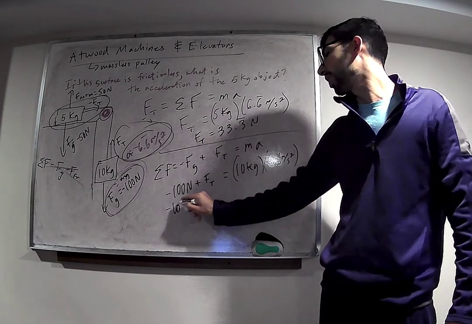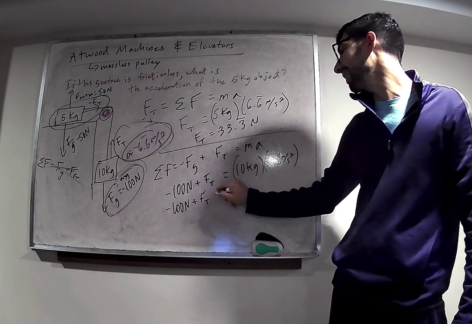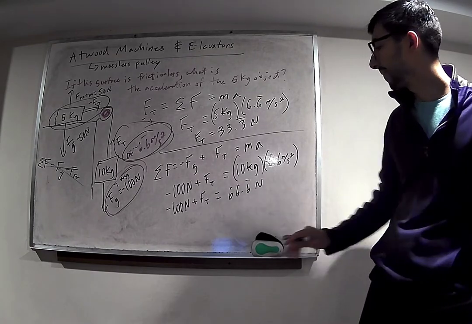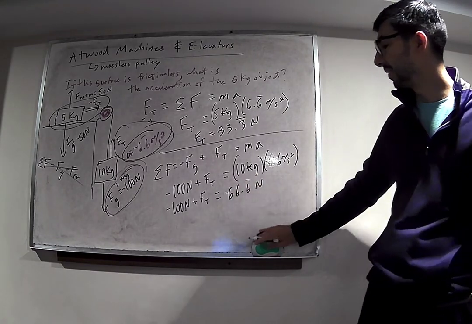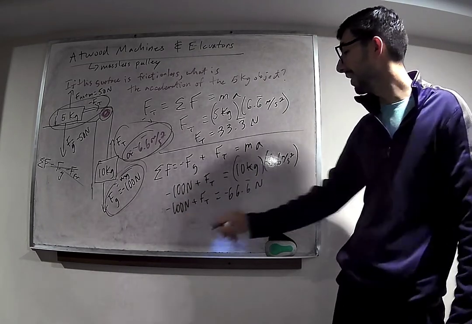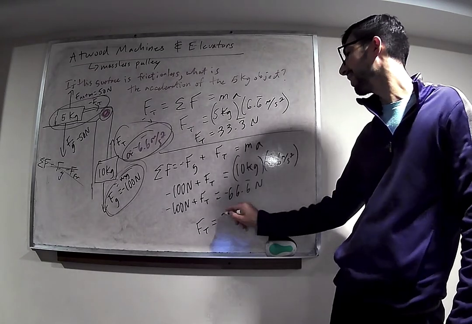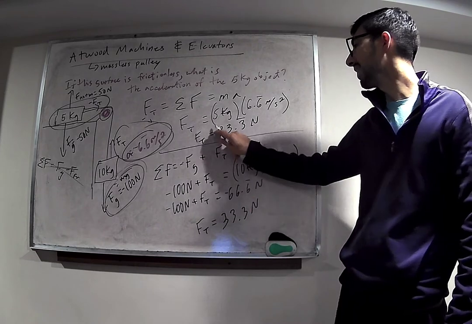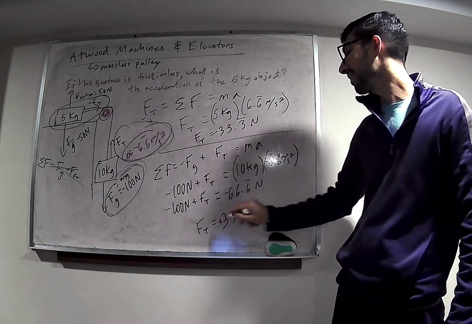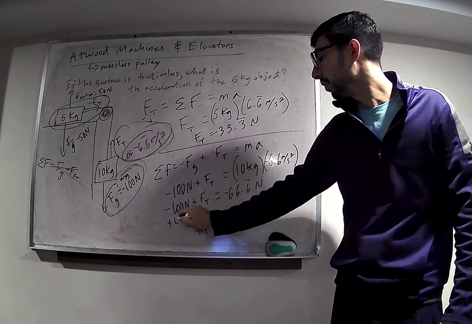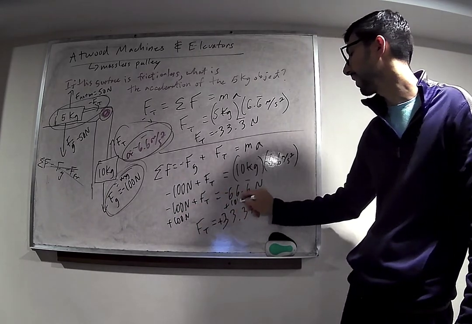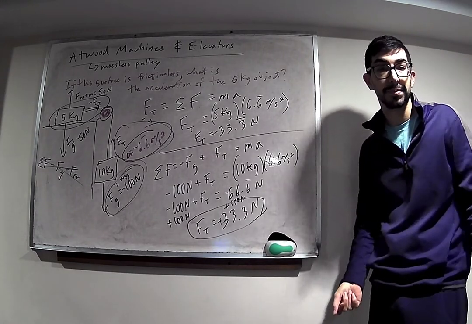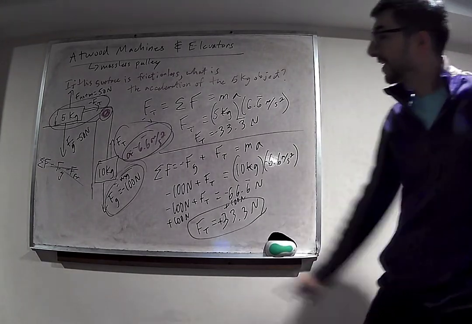You get negative 100 newtons plus Ft equals negative 66.6 repeating newtons. We add 100 to the other side, and we get a tension force of, guess what? 33.3 newtons. Notice that while the first one was negative, this one is positive when you add 100 newtons to the other side. And that makes sense. Our tension force is 33.3 repeating. So, both tensions are the same.